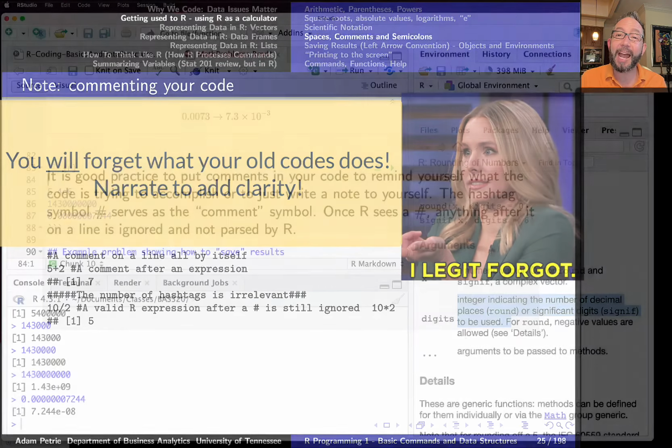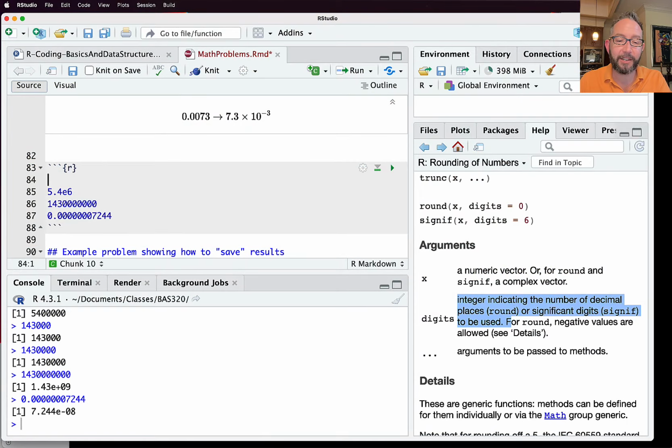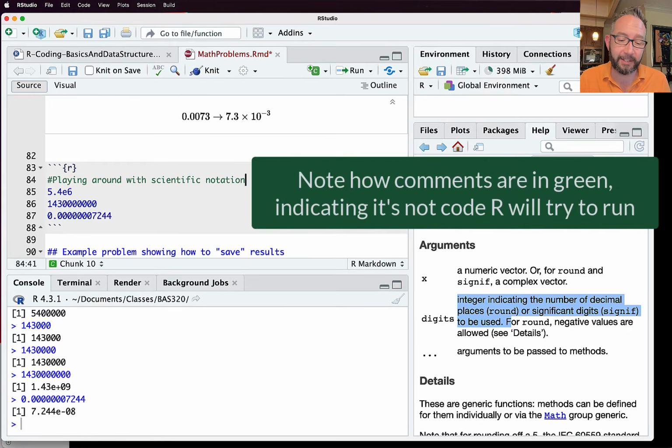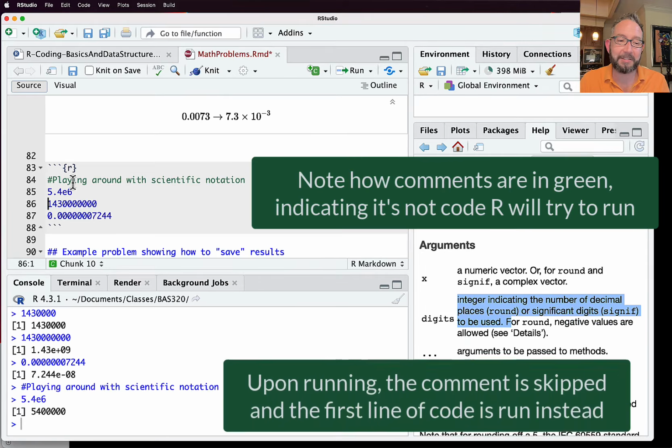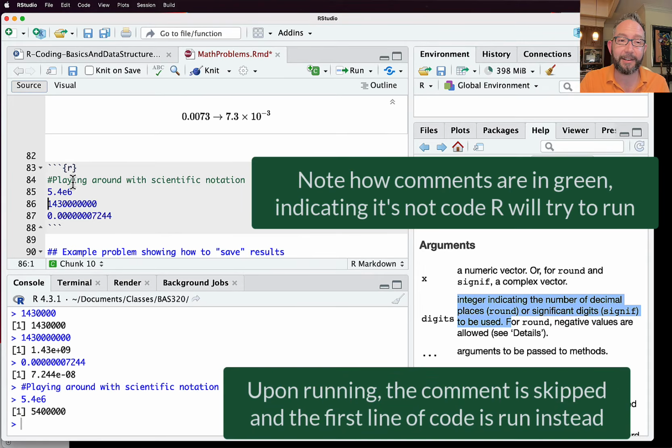So if we do want to add comments to code, super easy. We start this out with the hashtag and we just write whatever we want. So we're writing out that we're playing around with scientific notation. Notice that it gives a different color. It's not going to evaluate this as a command. If I try to run that, it doesn't really do anything. It just skips to the next line here.